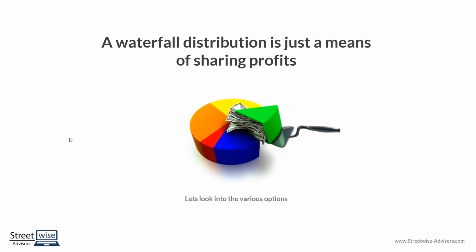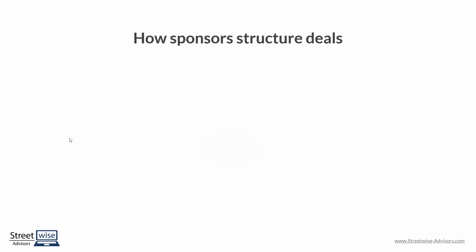Going back to the main video, a waterfall distribution is just a means of sharing profits, and there are various ways for us to do that. So as a sponsor of a deal, you have various different options when you go to pitch a deal to an investor and provide them the means through which to invest. Typically this gets done through a joint venture agreement, and one of the ways that an investor can do so is with sweat equity, which is essentially where the sponsor puts a deal together, does all of the work, and gets a percentage ownership in the deal.